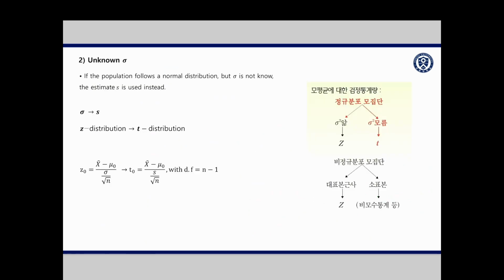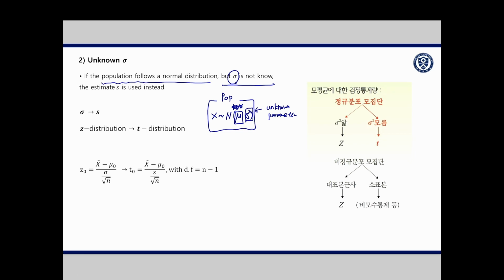Now let's consider a case where the population follows a normal distribution, but we don't know the population variance sigma squared. Okay, that is, there is a population that follows normal, and mu is the parameter we are interested in, and sigma squared is an unknown parameter.